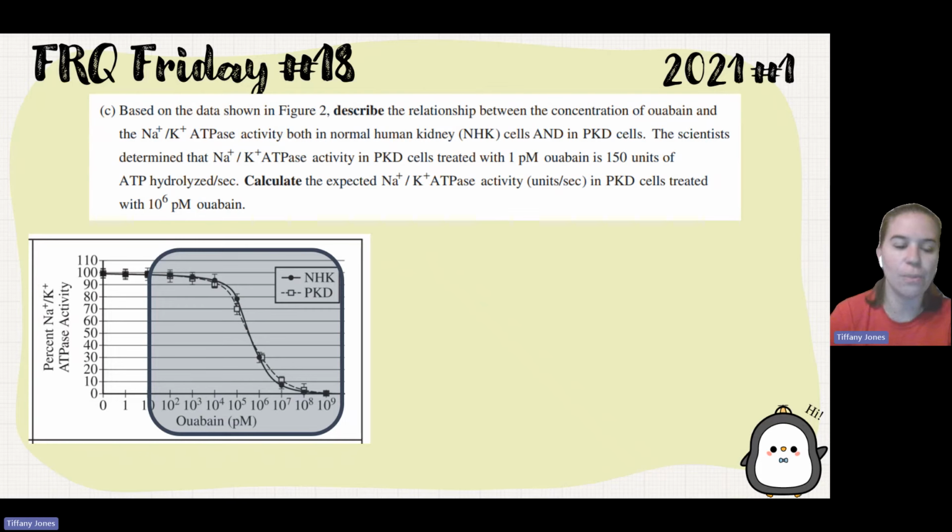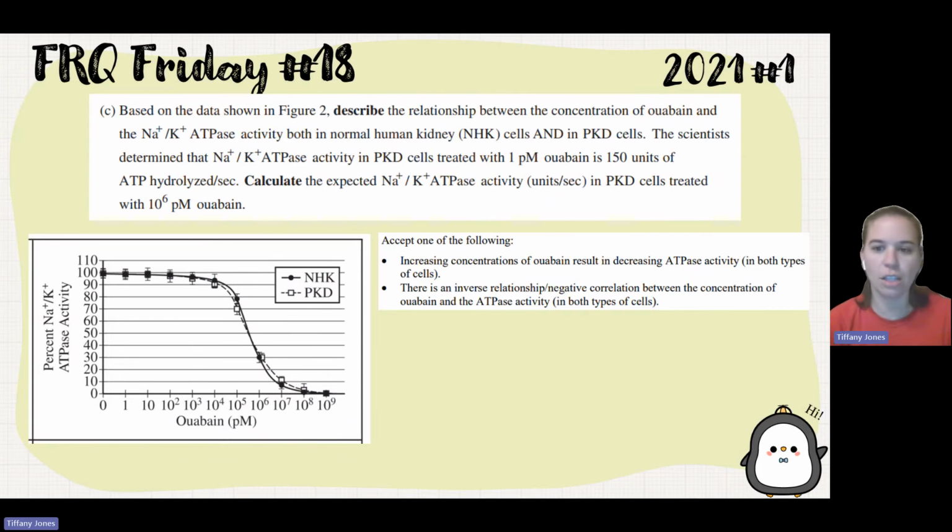If you look here, you can see that there is a decrease in the activity as there's an increase in the albumin. So as albumin increases, activity is going to decrease, which is an inverse effect. So increasing concentrations results in decreasing activity. There is an inverse relationship, a negative correlation, with the concentration.